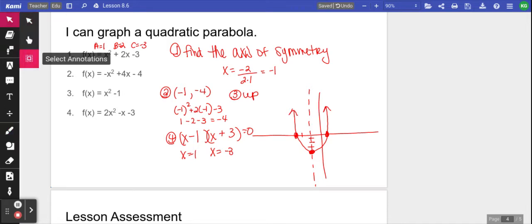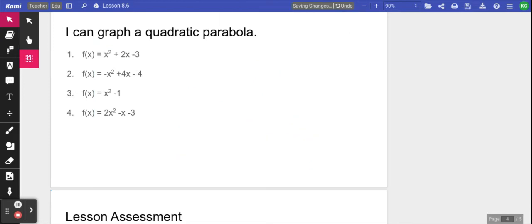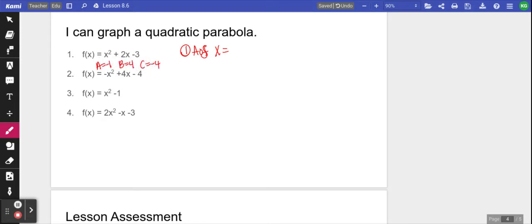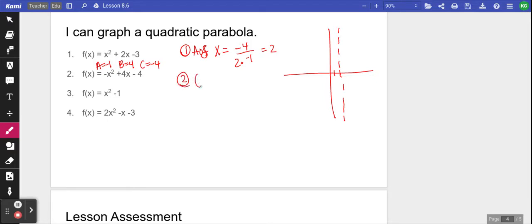Okay, on number 2, starting with the axis of symmetry. And so I'm going to do x equals, here a is negative 1, b is 4, c is negative 4. So the opposite of b over 2 times a would give me 2. Then putting that back into the equation, so I would have negative times 2 squared plus 4 times 2 minus 4 is negative 4 plus 8 is 4 minus 4 is 0.